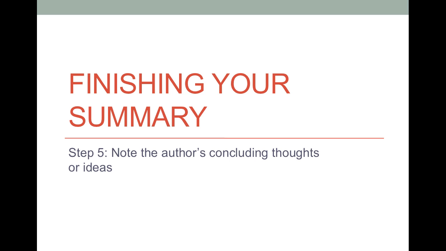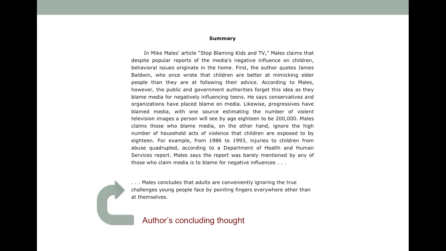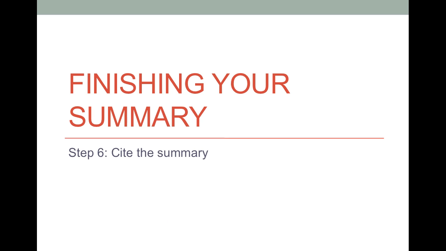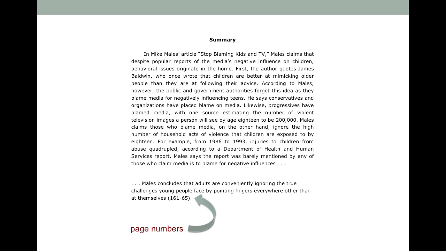To wrap up your summary, you'll want to state any important conclusions or final thoughts that the author mentions. These will often appear in the author's final paragraphs. The last step in writing your summary is to cite the page numbers of the work you're summarizing. This can usually be done by adding the page numbers of the work you summarized in parentheses at the end of your summary. Now your summary is complete and ready for you to review.